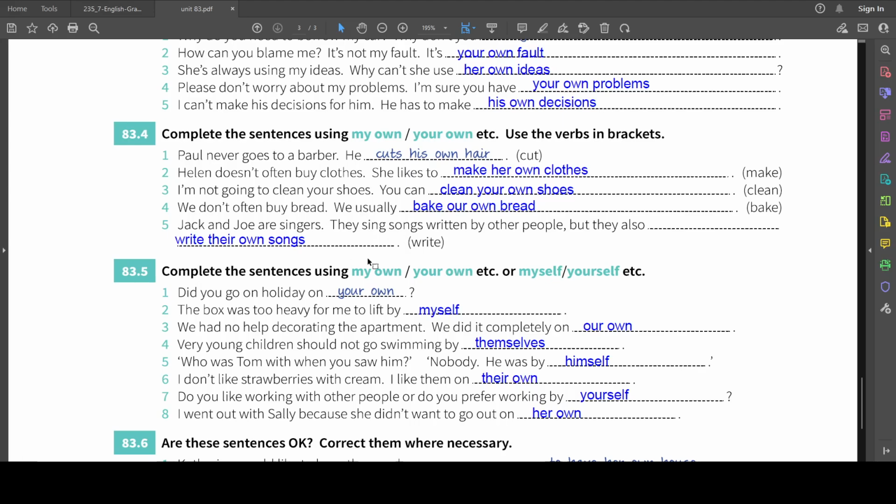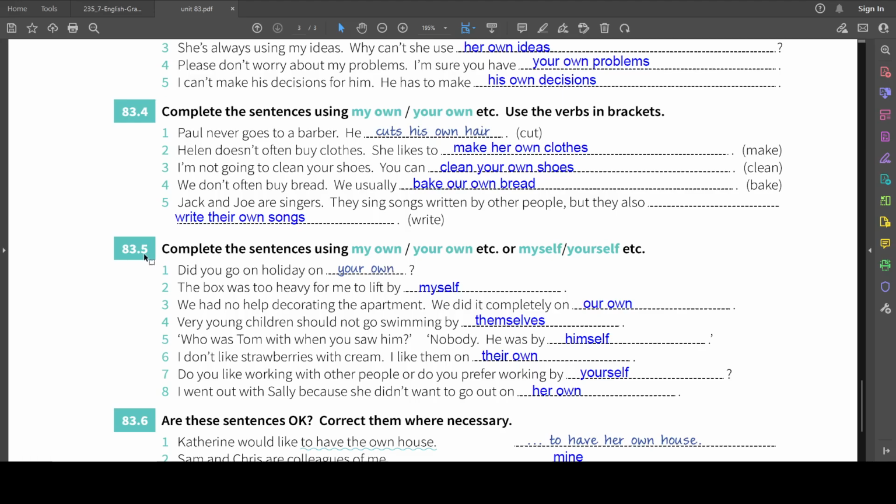Jack and Joe are singers. They sing songs written by other people, but they also write their own songs. Okay, check it out. Written by other people, right? We are talking about possession in this case. They sing songs written by other people, someone else writes songs for Jack and Joe, but they also write their own songs, right?